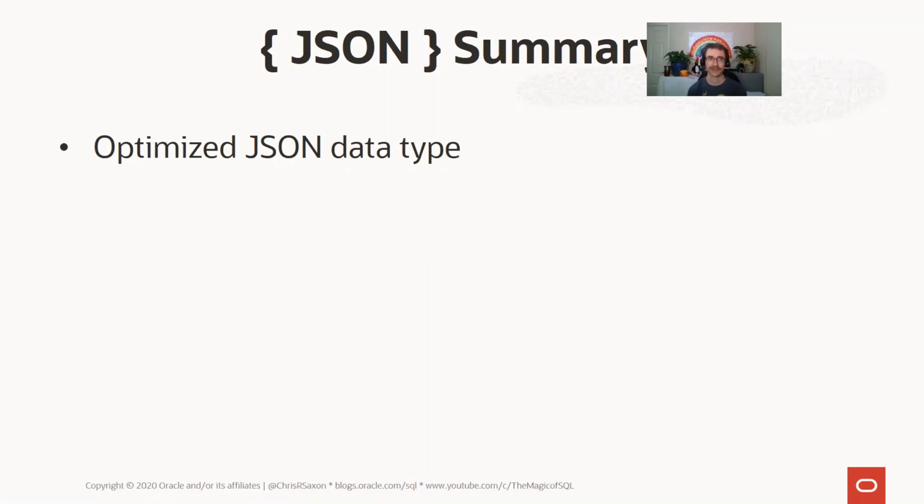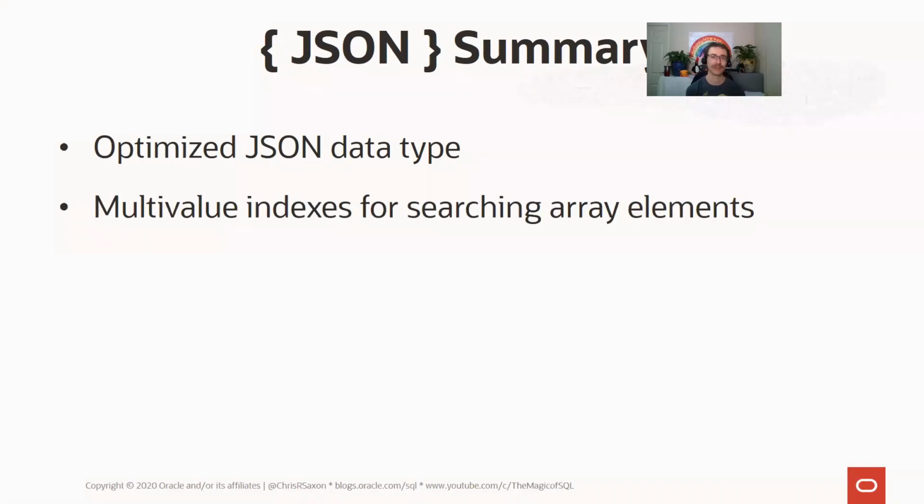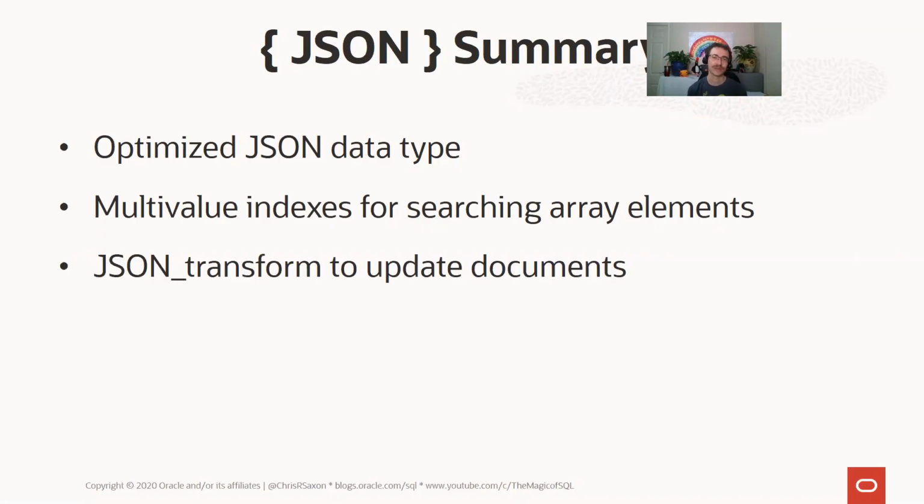When it comes to searching arrays, we've now got a multi-value index, which can really help you when you want to find if an array contains a particular value, particularly if it could be anywhere in the array, which is often the case. You don't know the exact position. JSON transform is a great way to update documents.